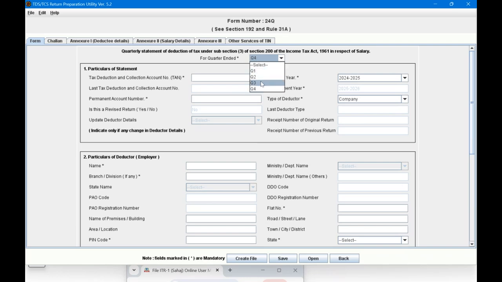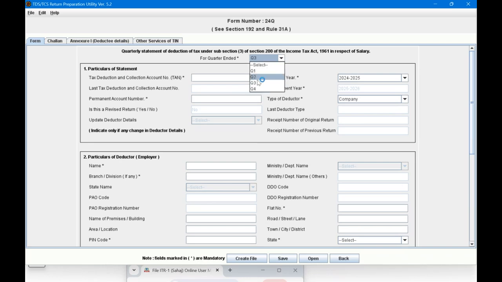If I use form quarter 3, there are only 4 tabs over there: form, challan, annexure 1, and other services of TAN. If I use 1, 2, 3, then there are only 4 tabs. Look here, top of my screen: form, challan, annexure 1, and other services of TAN. In case of 24Q, for the first 3 quarters, there is less information we are required to provide.